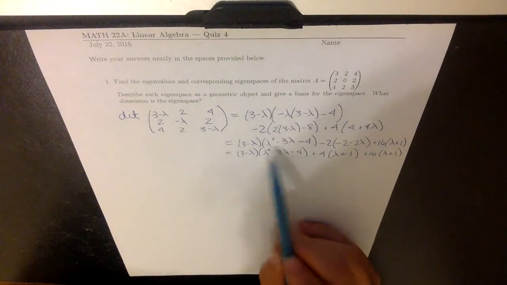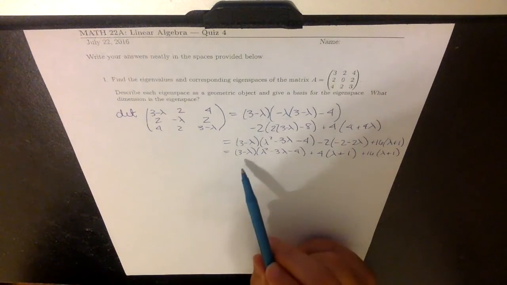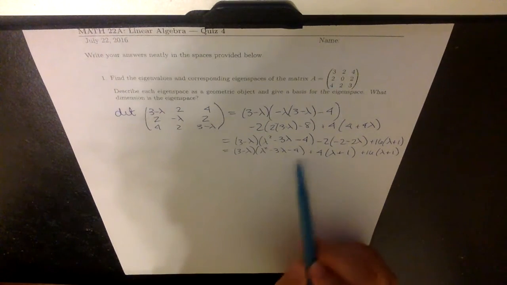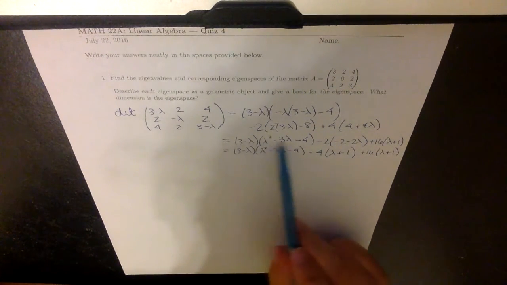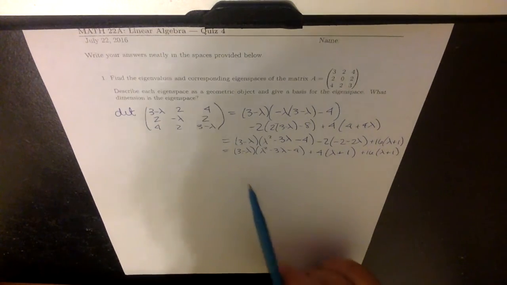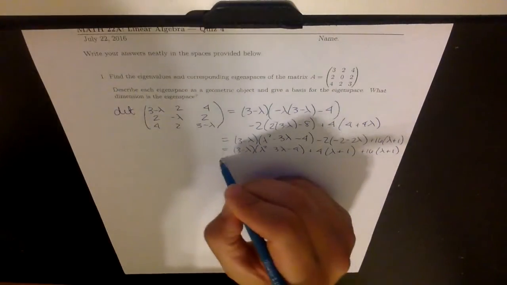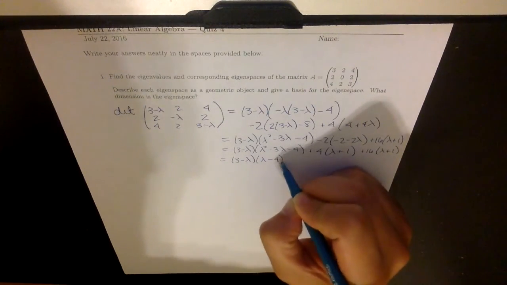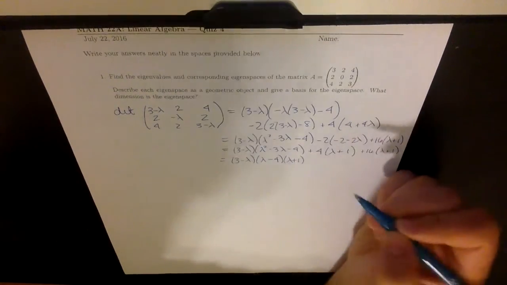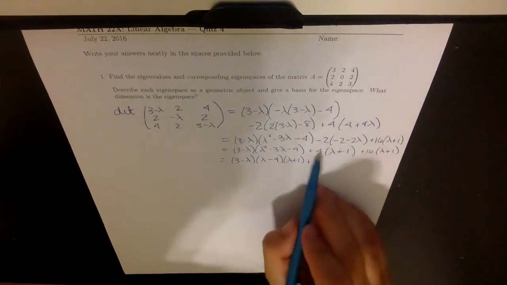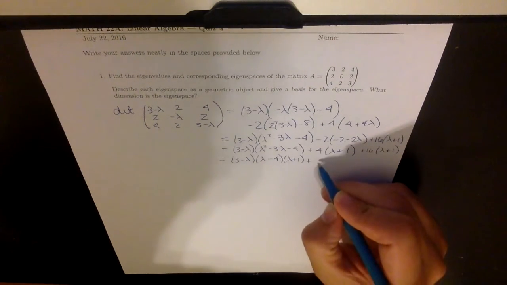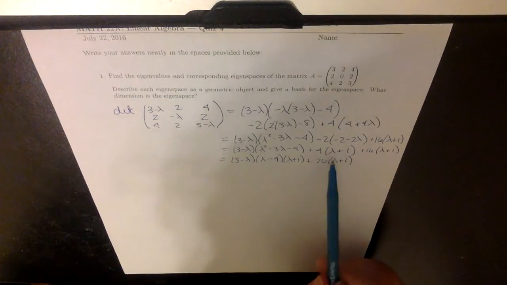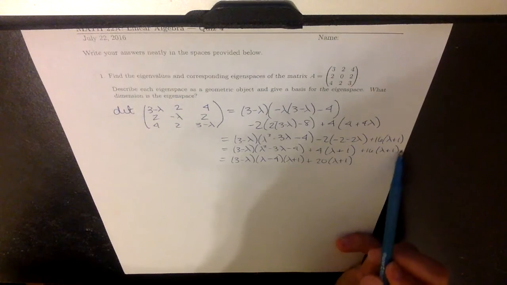I don't want to multiply this out though, because when I do that I lose some nice factorization I was already given. I already know that 3 minus lambda divides this cubic polynomial, so I'm going to use that, and instead I'm just going to factor this quadratic polynomial, because factoring a quadratic polynomial is quite a bit simpler. So when I do that I get 3 minus lambda times lambda minus 4 times lambda plus 1. Now I end up with a plus 4 lambda plus 1 plus 16 lambda plus 1, so I get plus 20 lambda plus 1.